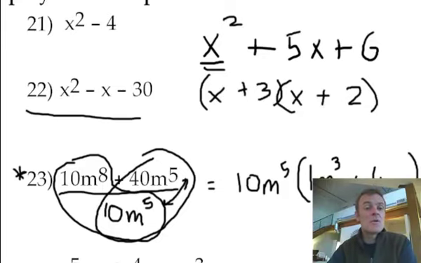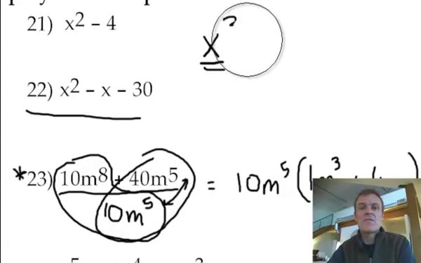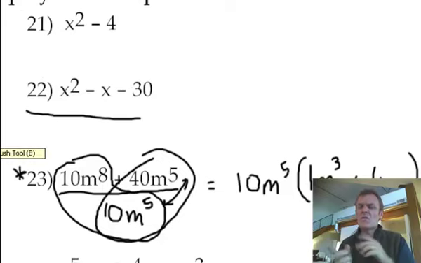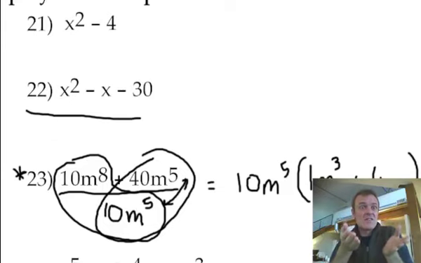So let's have a quick look at 22. It's just another one that's the same. So again, first of all, I should look at it and go, right, can I divide these by anything? Well, there's no x in the 30, so I can't pull an x out. Please don't do that. Some students think they can. I can't pull any numbers out either. So it is factor a trinomial.